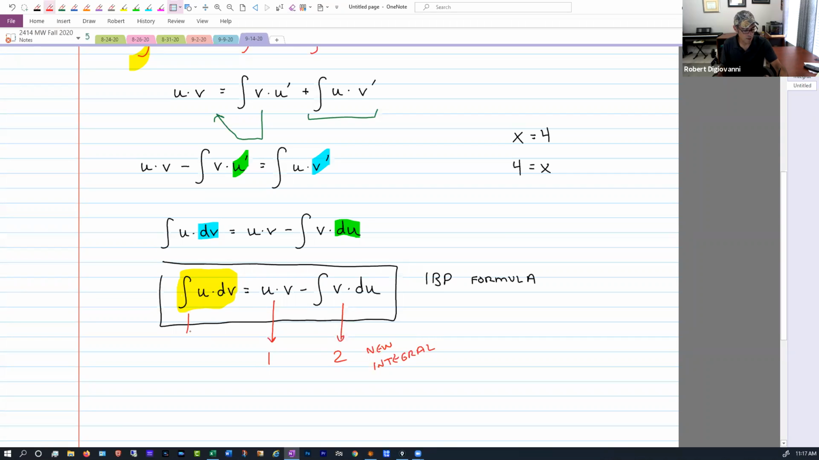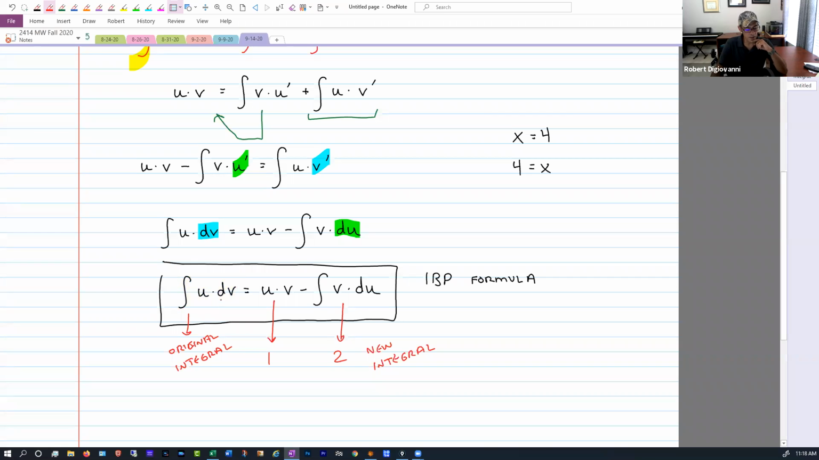Okay, so you start out with the original integral. And then the formula allows you to transform it into this thing out front minus some new integral. So you might be saying to yourself, well, why would I want to start with an integral and turn it into a new integral? Well, there's something very different about these two integrals. Do y'all see the differences? Let's take a look at the differences between these two integrals.